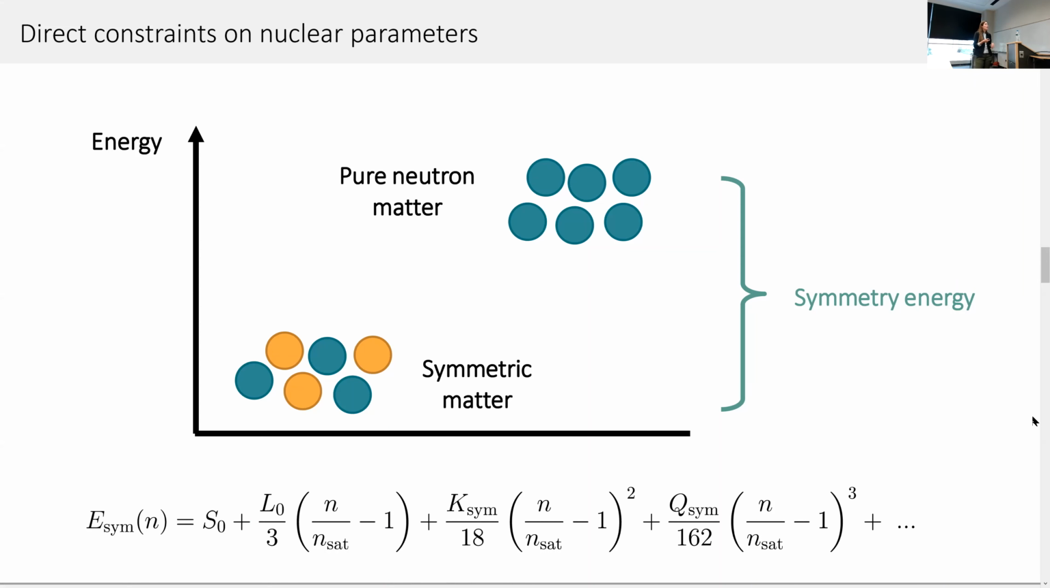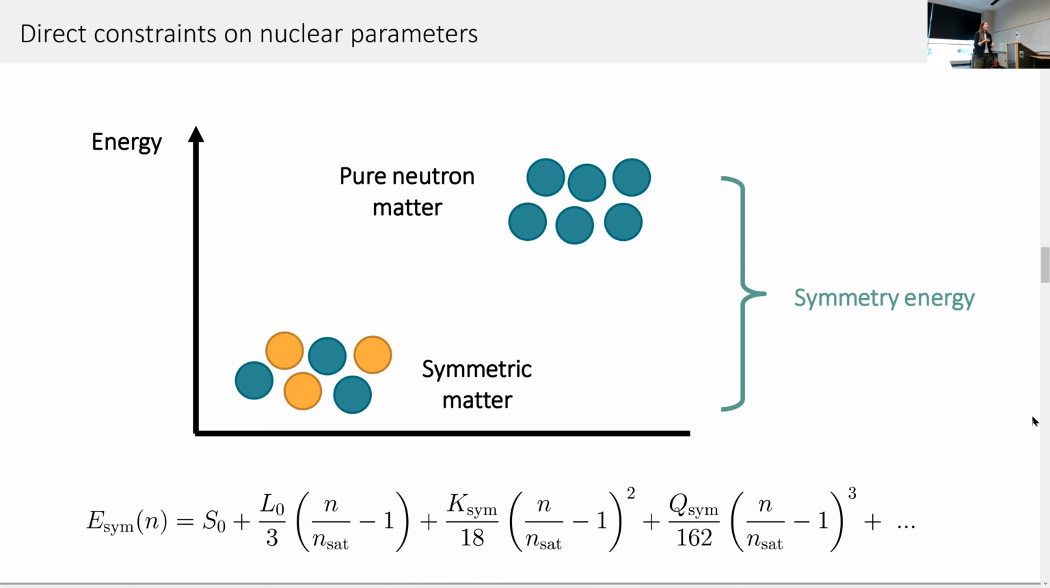I bring this up just to point out that the coefficients of each of these terms are the subject, of course, of a lot of experimental constraints that many people in this room have worked on in the past. In particular, the first two parameters, S0, which is the value of the symmetry energy at the nuclear saturation density, and L, which is basically a slope-like parameter controlling the leading order density dependence of the symmetry energy, have been the subject of a lot of constraints.